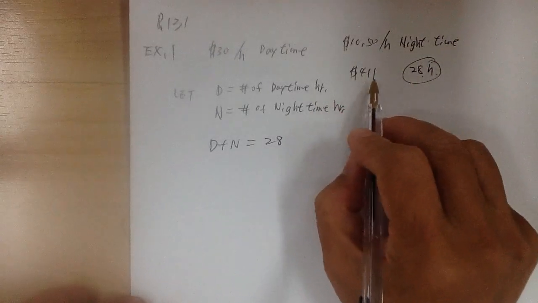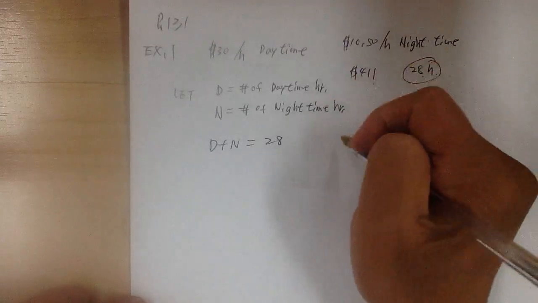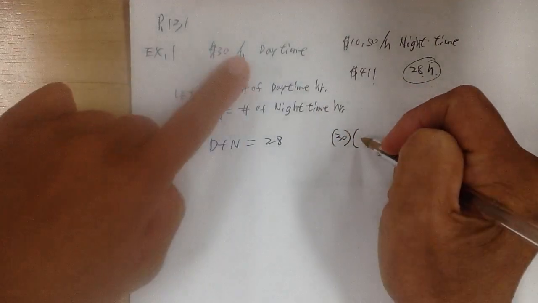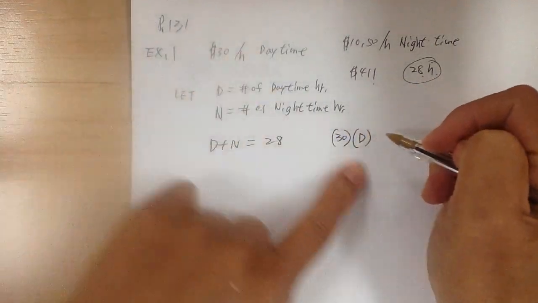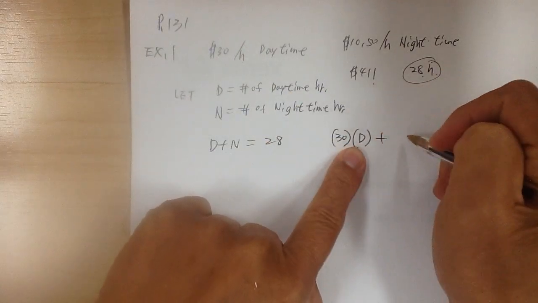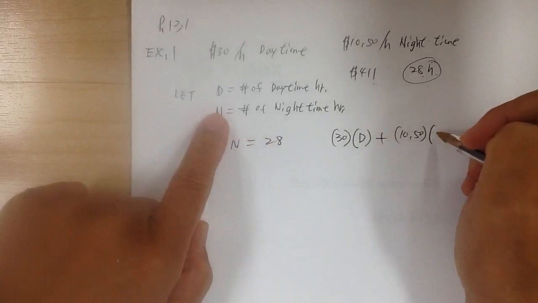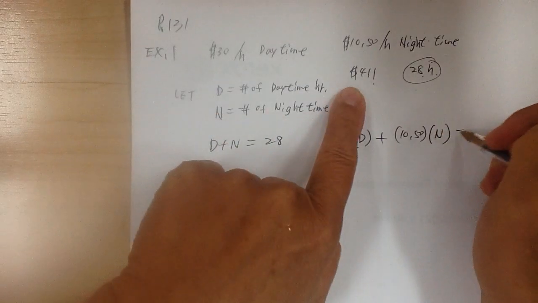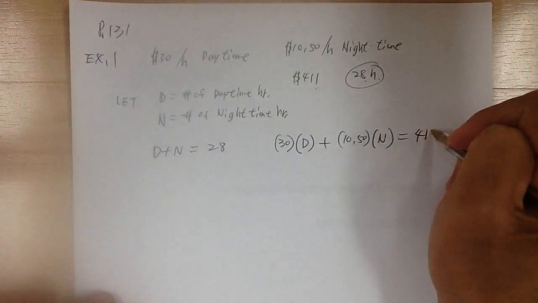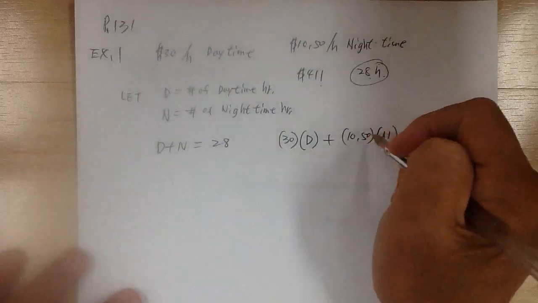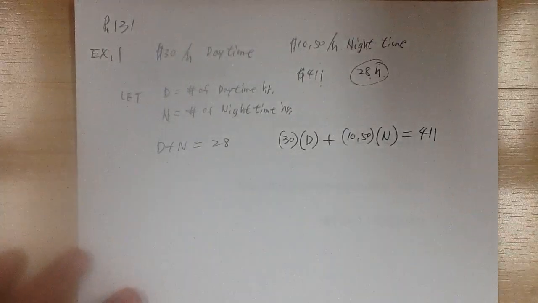Then you have to write the equation based on the total amount of money. $30 per hour times the number of daytime hours, so this would be the daytime charge, plus $10.50 per hour times the number of nighttime hours, and this will equal the total cost of $411. Once you translate into equations, all you have to do is solve the equations.